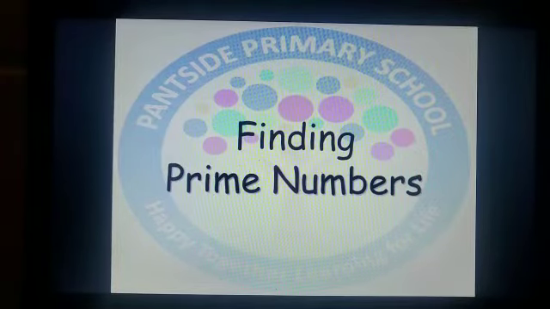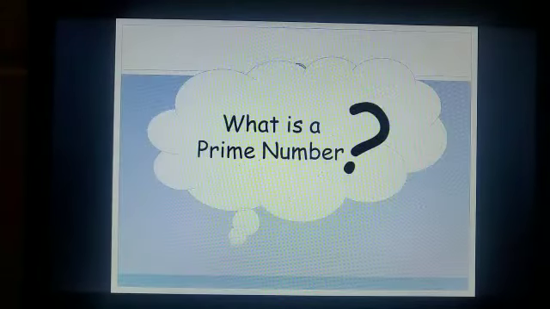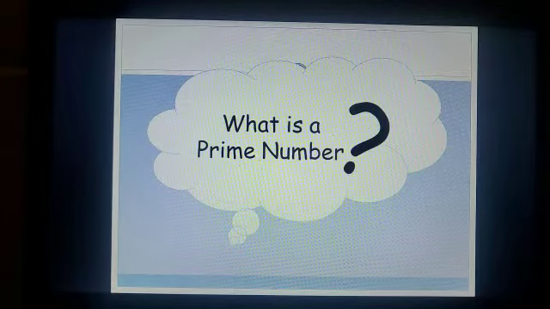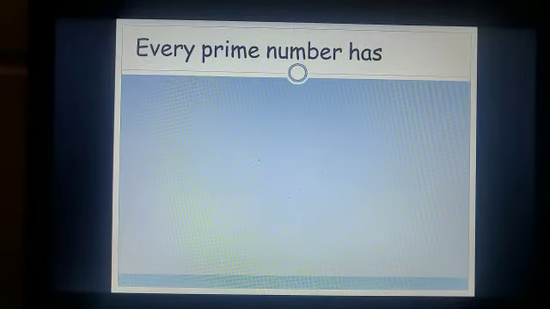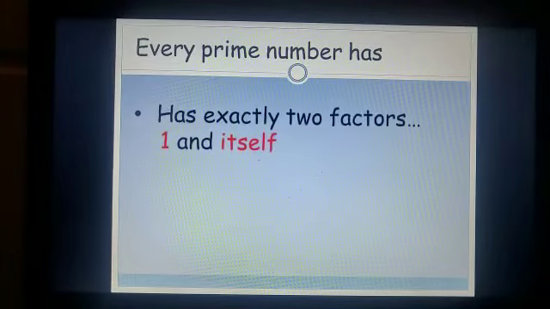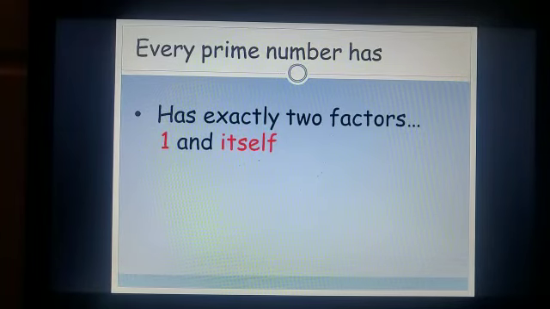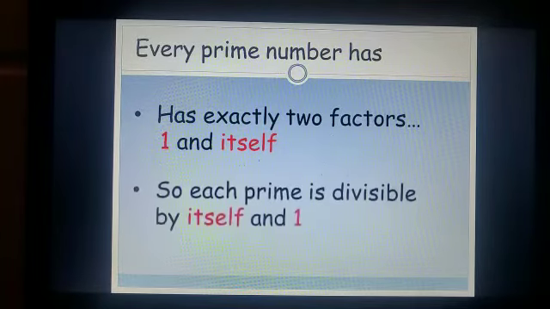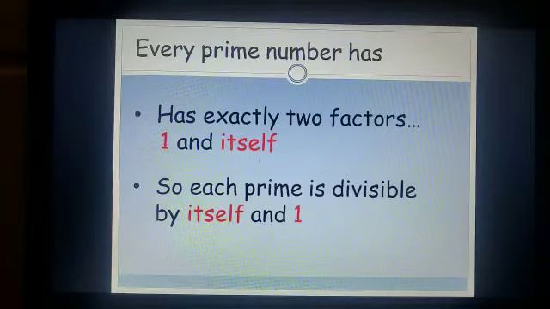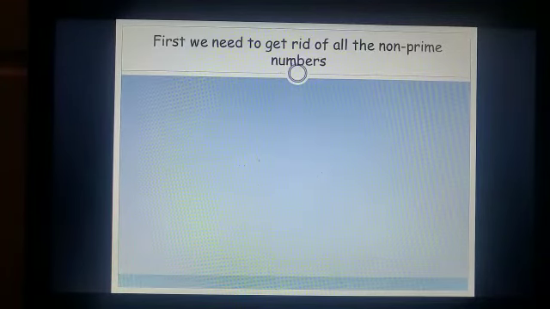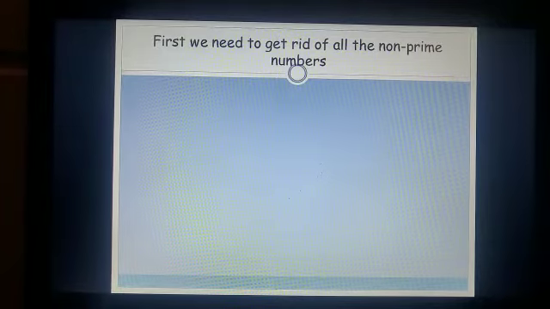In this video, we're going to work out how to find prime numbers between the numbers 1 to 50. But what is a prime number? Every prime number has exactly two factors, 1 and itself. So each prime is divisible by itself and 1. As I said, we're going to look at prime numbers between 1 and 50.